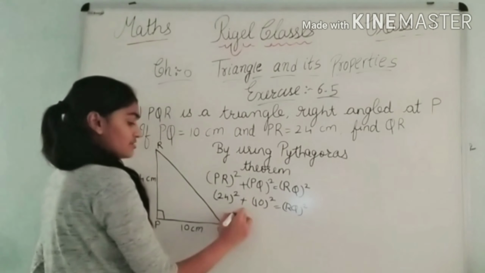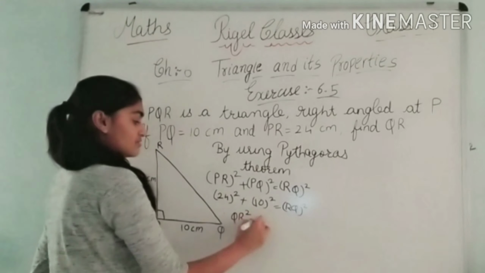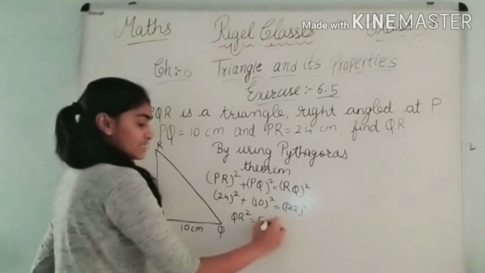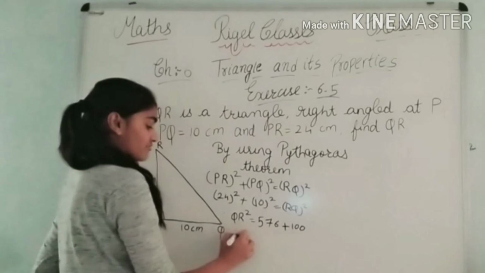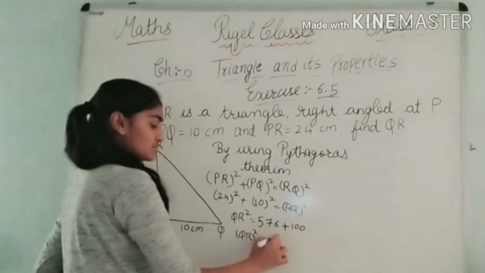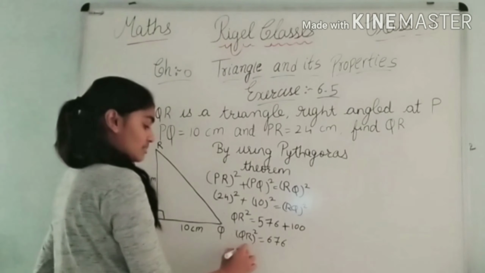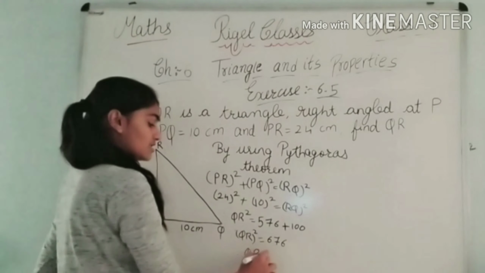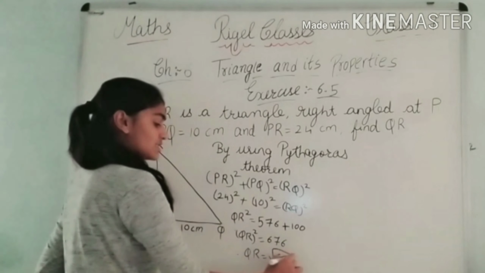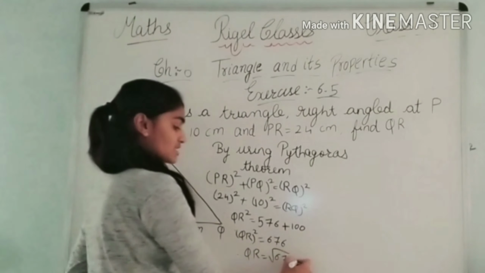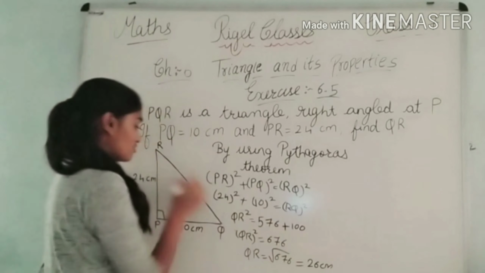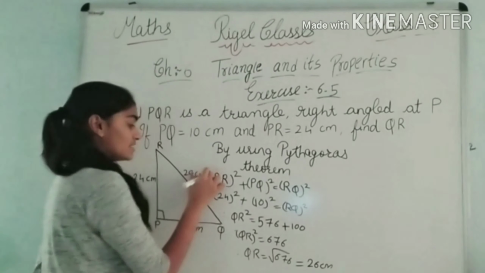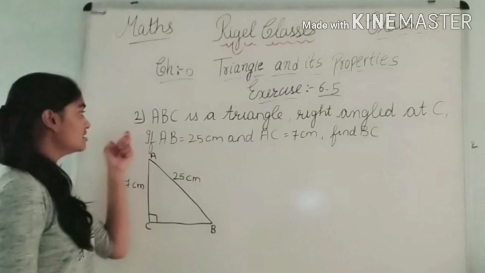Now here we need to find QR. So QR square equals to 24 square is 576 plus 10 square is 100. Therefore QR square equals 676 and therefore QR equals under root of 676 and we know under root of 676 is 26 centimeter. So QR will be 26 centimeter. Now we will see question number 2.